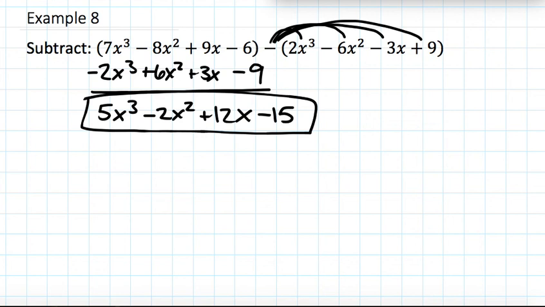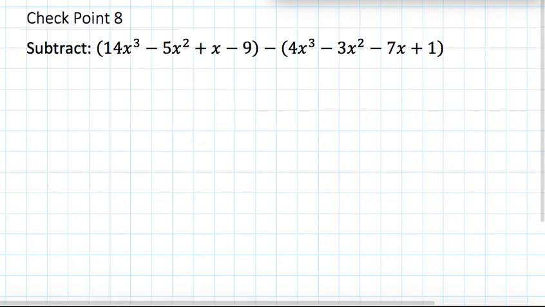So next, you should do checkpoint problem number 8. Check your answer in the notes, and then you can move on to the homework from this part of the section.